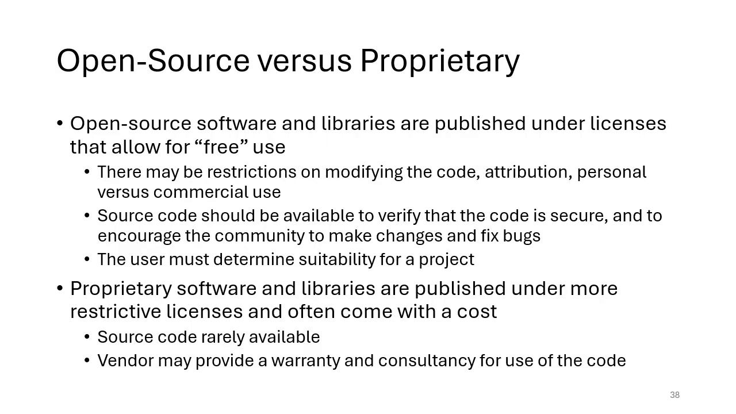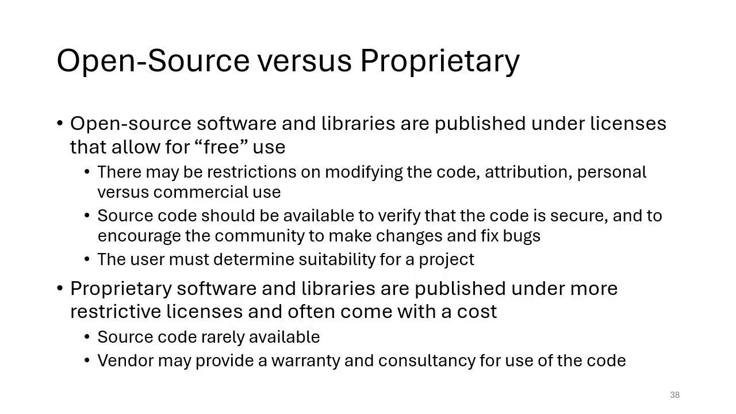Now we mentioned open source there. Open source software and libraries are published under licenses that allow for free use. So generally that means that you can take that software and use it with no charge back to the original developers. However, there may be restrictions on modifying the code. There may be restrictions that you have to attribute to the original user. And there may also be restrictions around personal versus commercial use. So if you are using open source software, check carefully what you're allowed to do with it. And also check carefully what you do when you actually reissue that software.